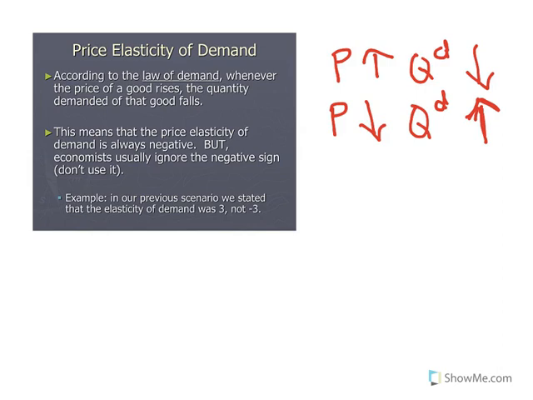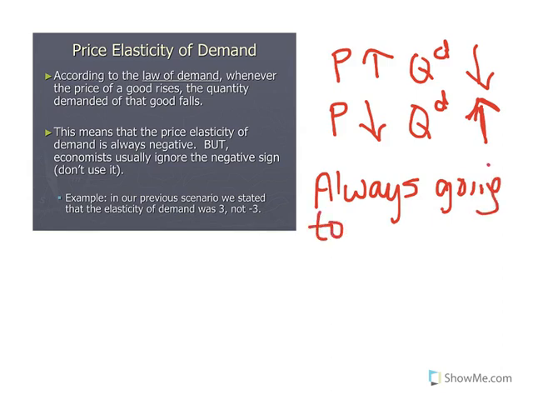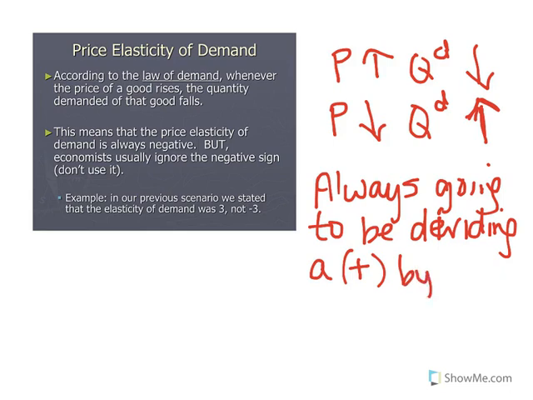Therefore, we're always going to be dividing a positive by a negative. Therefore, elasticity of demand is always going to be negative. But that negative sign doesn't really mean anything. All it means is that the law of demand holds, right? That the price of the good is increasing, the quantity demanded is decreasing, and vice versa.